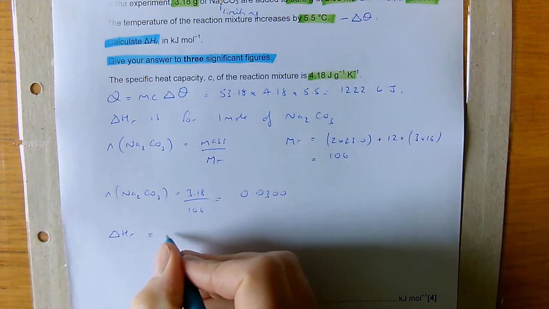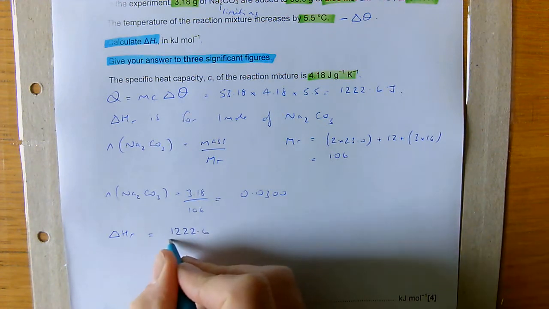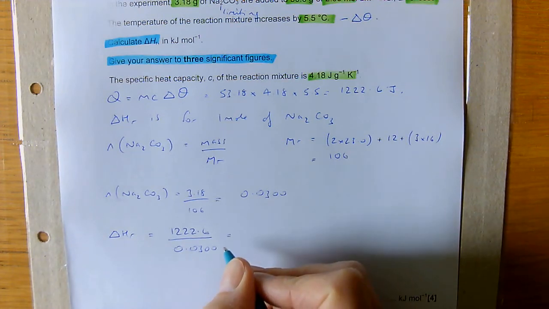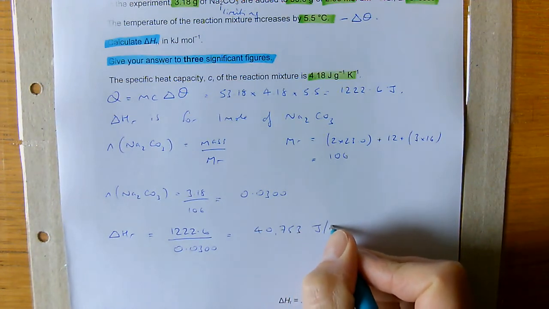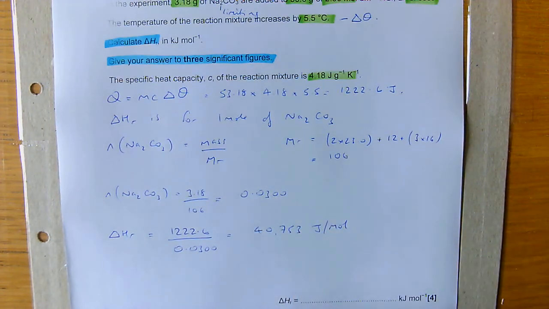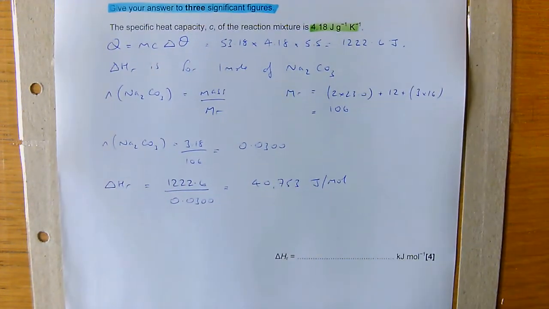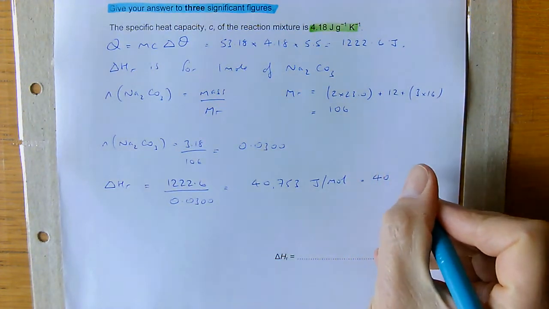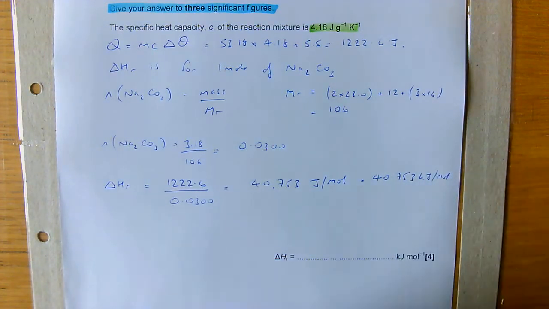So our delta HR is equal to the energy that's been released, which is our 1222.6, divided by the number of moles of sodium carbonate, and that is equal to 40,753 joules per mole. But the question has asked for the answer in kilojoules per mole, and if we didn't spot it there, we should spot it here. So divide that by 1000 equals 40.753 kilojoules per mole.